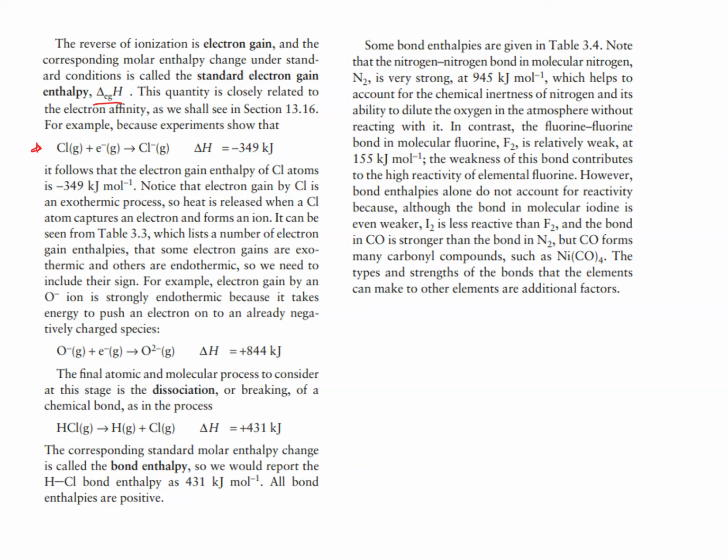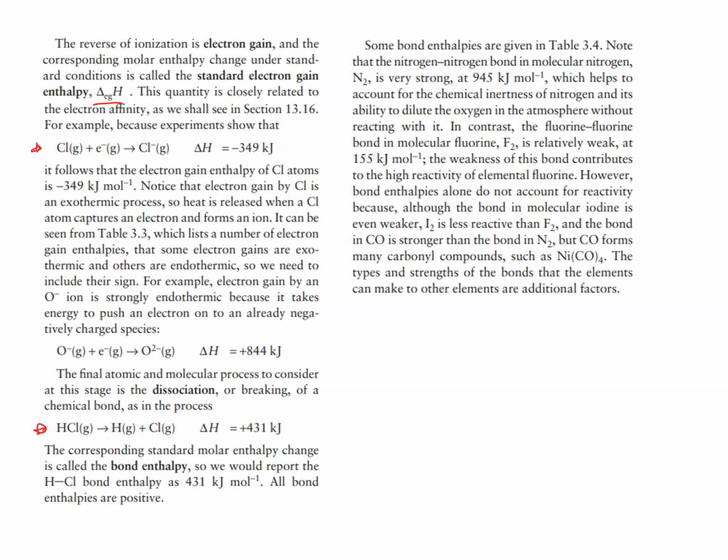The final atomic and molecular process to consider at this stage is the dissociation or breaking of a chemical bond. As is the process, looking at hydrochloric acid in gas phase being divided into hydrogen and chlorine in gas phase. The corresponding standard molar enthalpy change is called bond enthalpy. So we would report the hydrogen to chlorine bond enthalpy as 431 kilojoules per mole. All bond enthalpies are positive. Some bond enthalpies are given in table 3.4.